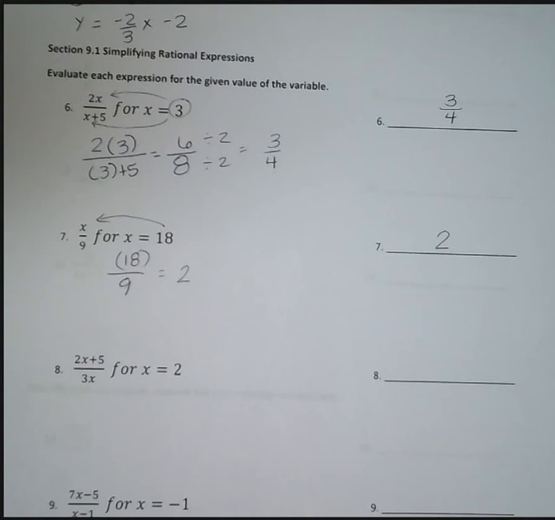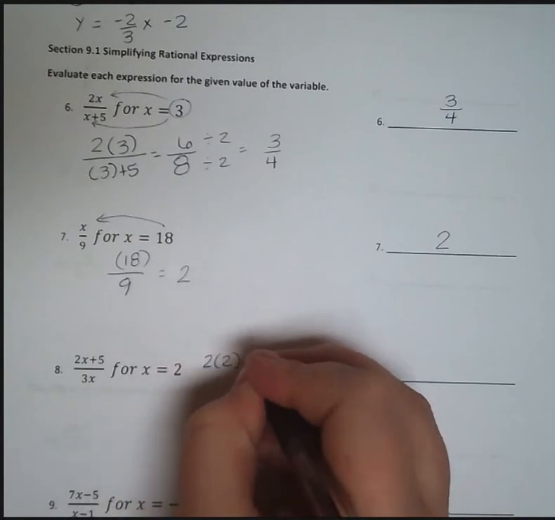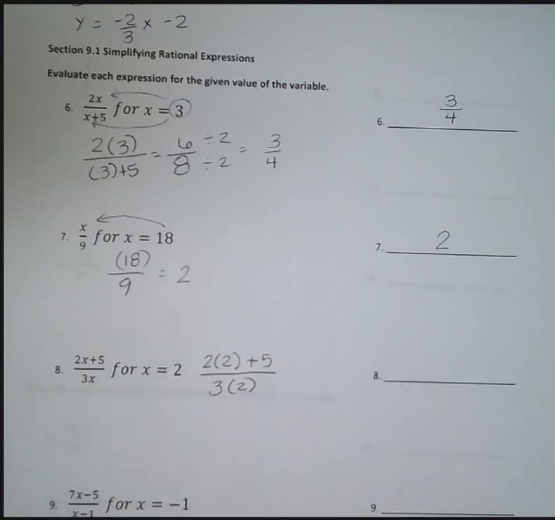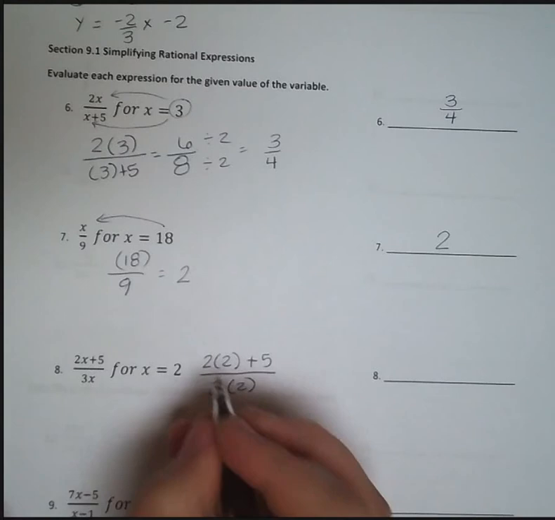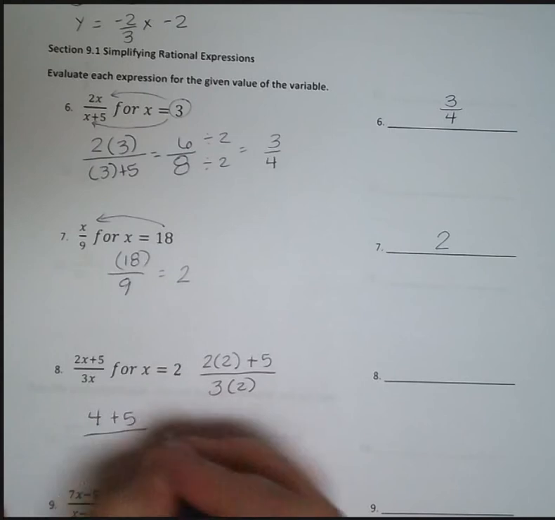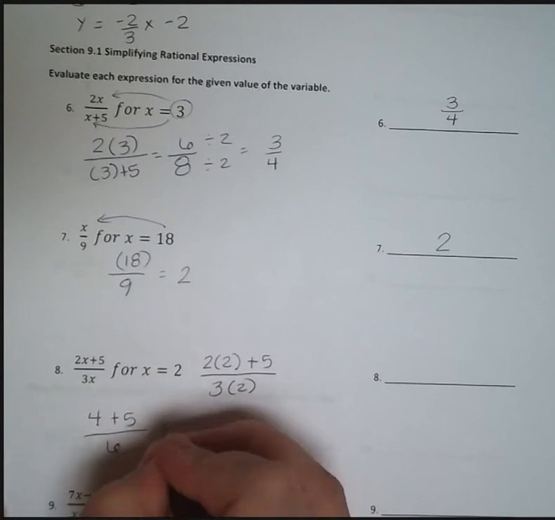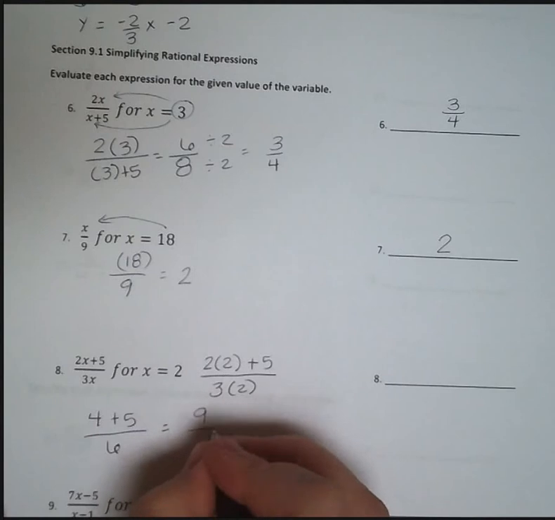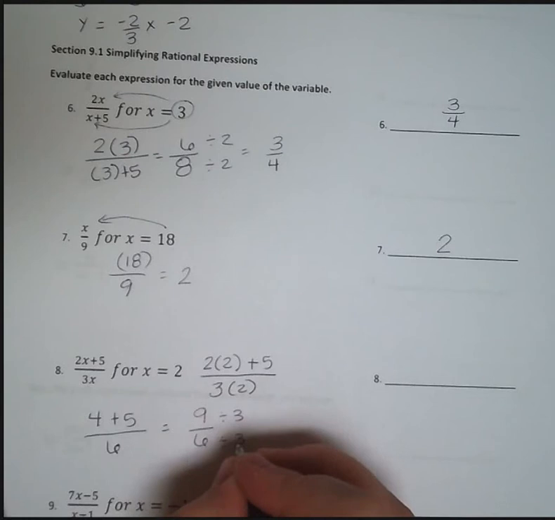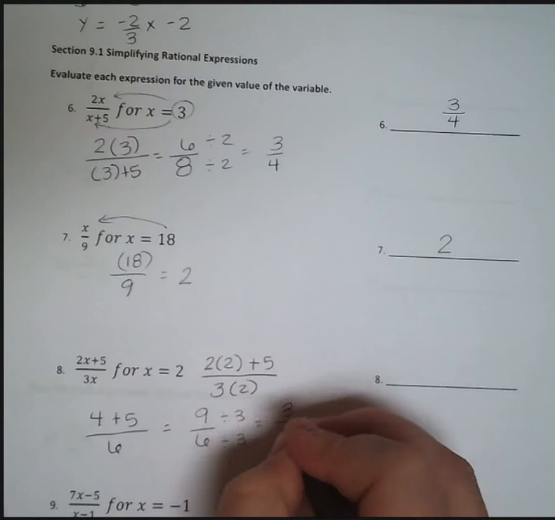So now, number 8, we're going to plug in a 2 for all of our x's. So we get 2 times 2, which is 4. Bring down your 5, and then 3 times 2 is 6. 4 plus 5 is 9. And then I can simplify by dividing each term, or in numerator and denominator, by 3 to get 3 over 2.